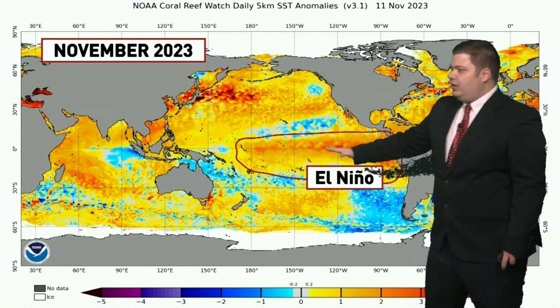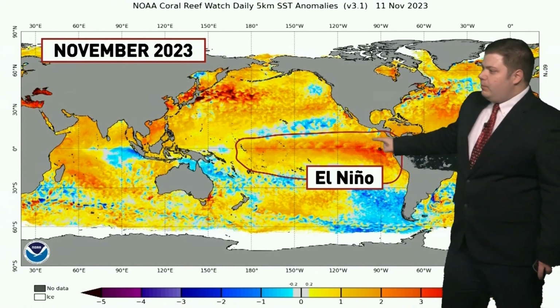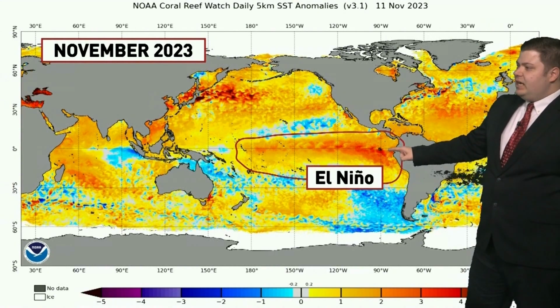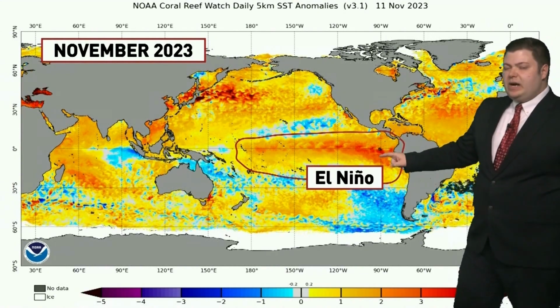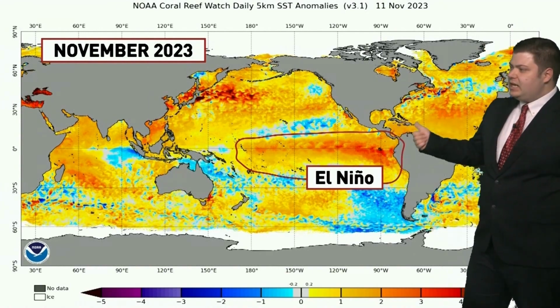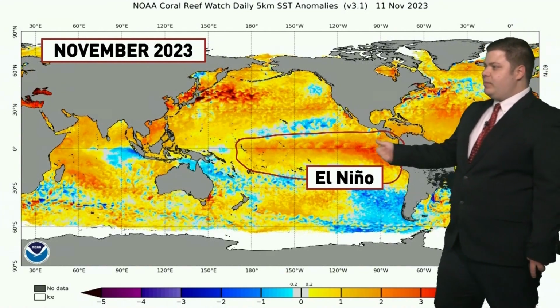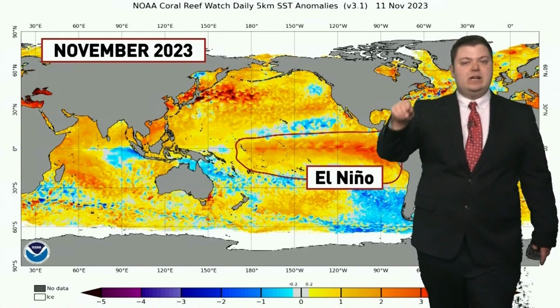Notice then that El Nino. Notice how the above normal temperatures are centered into more of the eastern portion of the Pacific. And you can see that indicated by the more orange, the more red, indicating above average sea surface temperatures. This map, yes, taken November of this year.